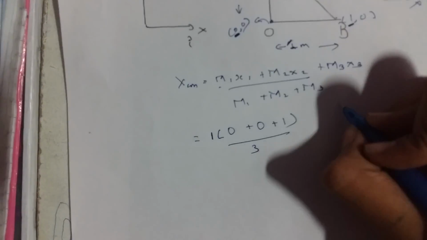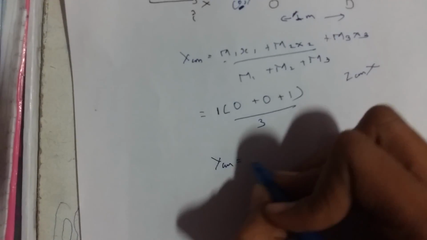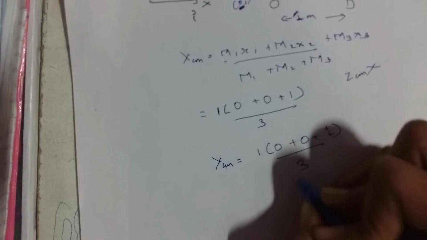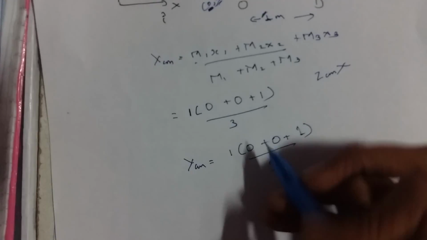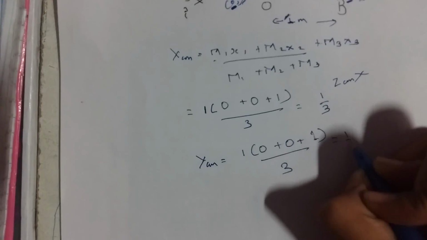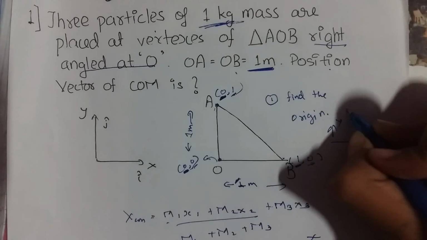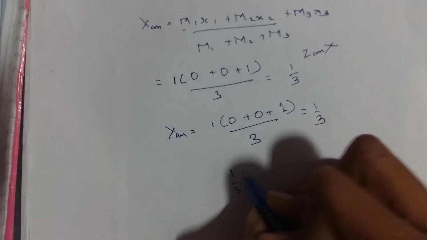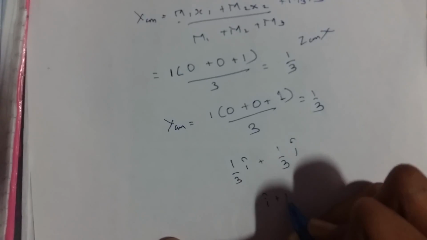Now we don't have any zcm here, so it's neglected. And same for ycm, you could get it as 1 plus 0 plus 0. As you could see, you have 1 here, and 0 and 0 for these. So you get 1 by 3, and here 1 by 3. So this is nothing but i cap, and this is nothing but j cap. So you are going to get 1 by 3 i cap plus 1 by 3 j cap, which is nothing but (i cap plus j cap) by 3.